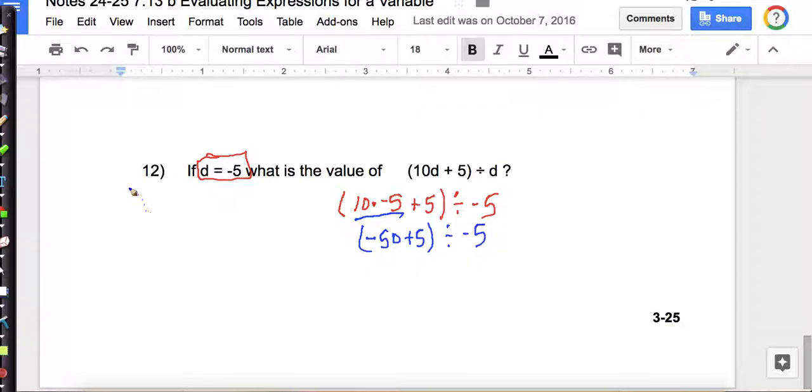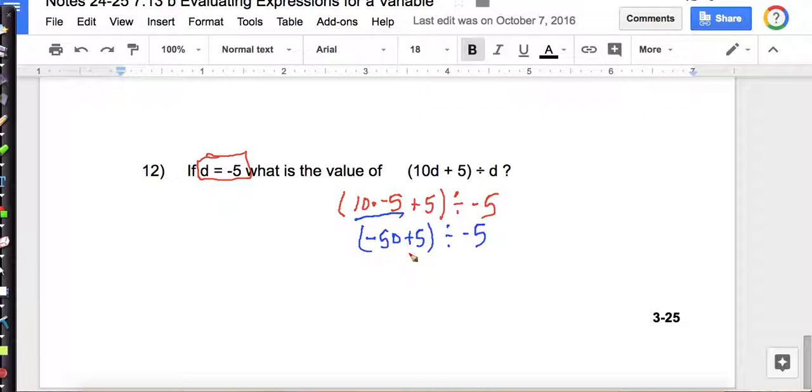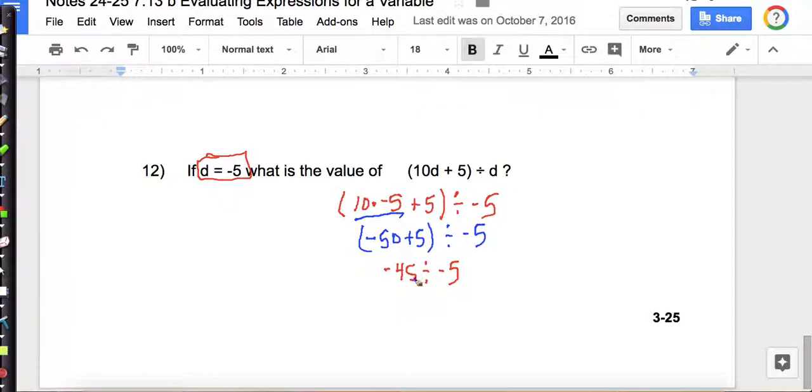Divided by negative 5. Now I still have parentheses because I'm not down to one number. Negative 50 plus 5 is negative 45. Divided by negative 5. And lastly here, a negative divided by a negative is a positive. So negative 45 divided by negative 5 is positive 9.